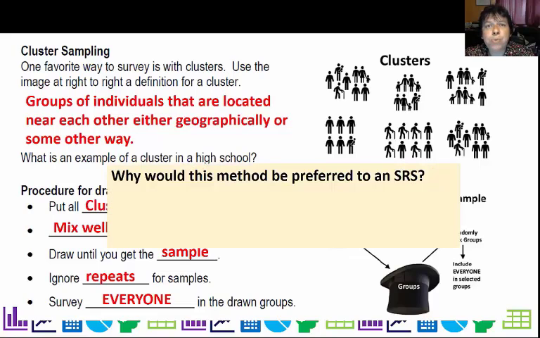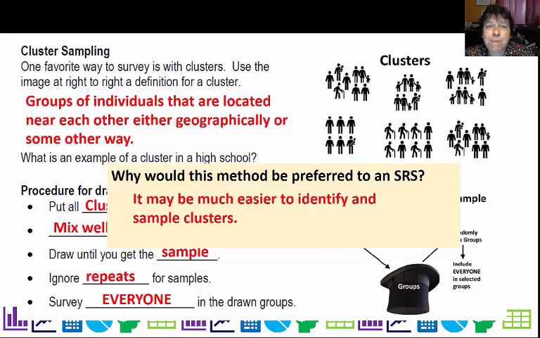All right. Now, why would we prefer this to a simple random sample method? Well, it may be much easier to identify and sample clusters. If I were to have you go into school and say, get me a simple random sample of all the high school students, that means you have to get all the names, throw them in a hat, draw, and then go find those people to survey them. It's way easier to find a classroom. It's right there, it doesn't move. So cluster samples are one of the most popular ways to do sampling.